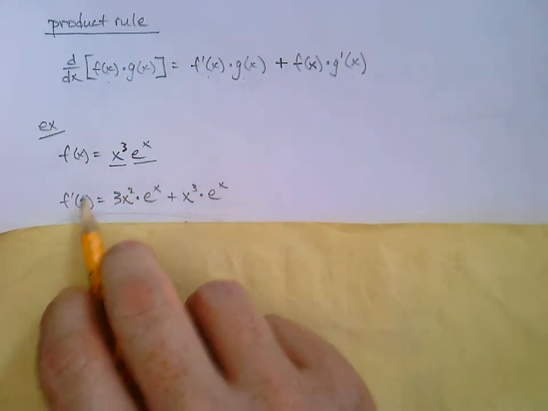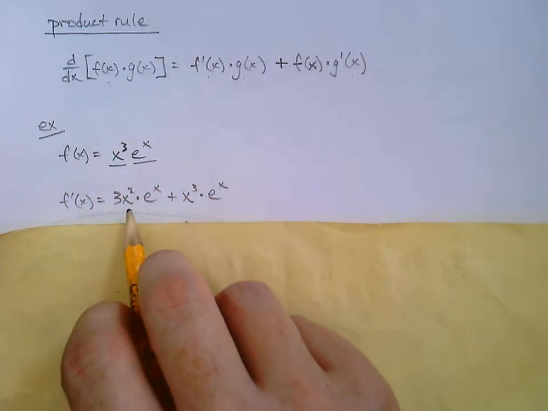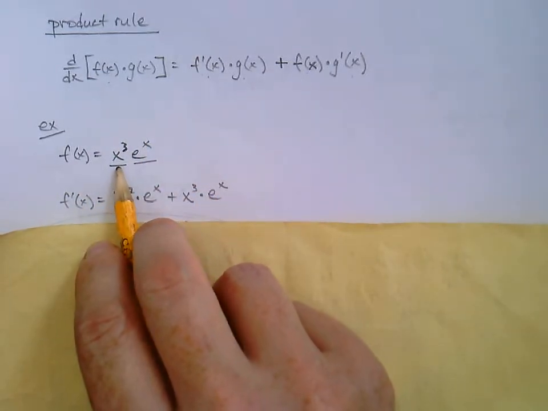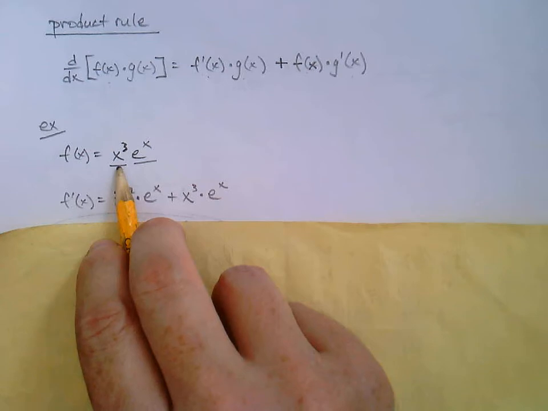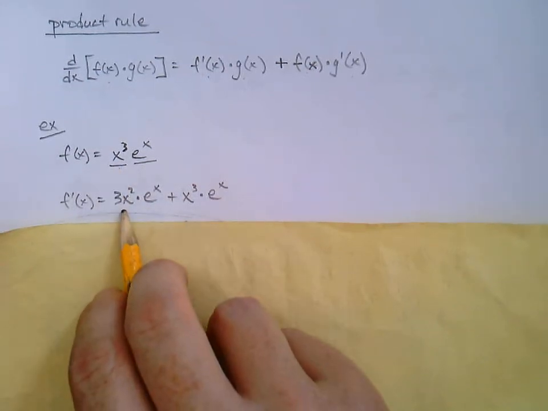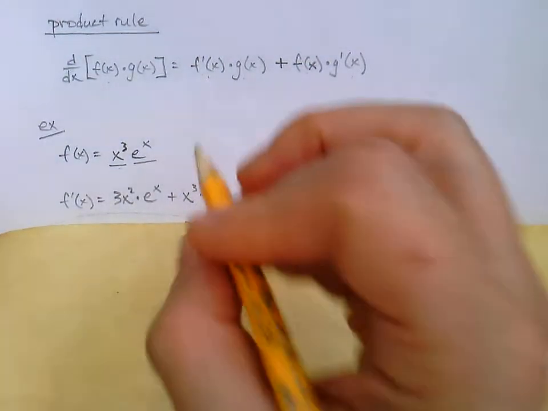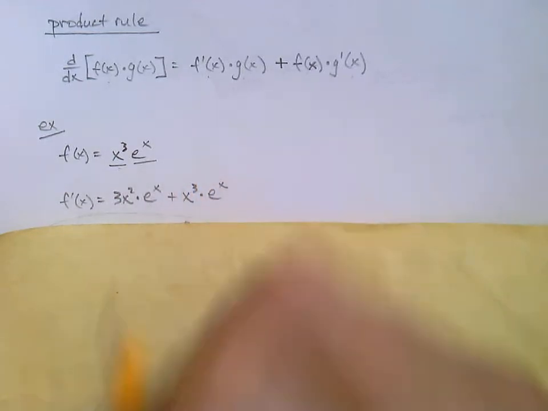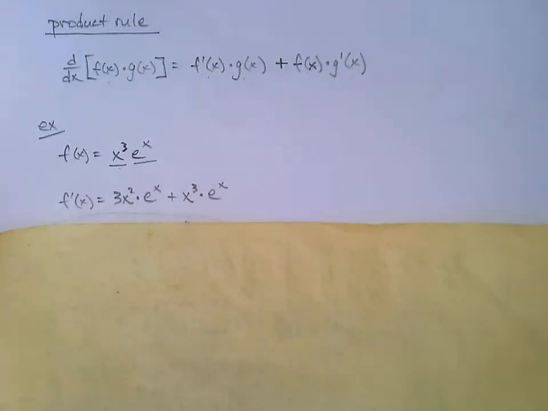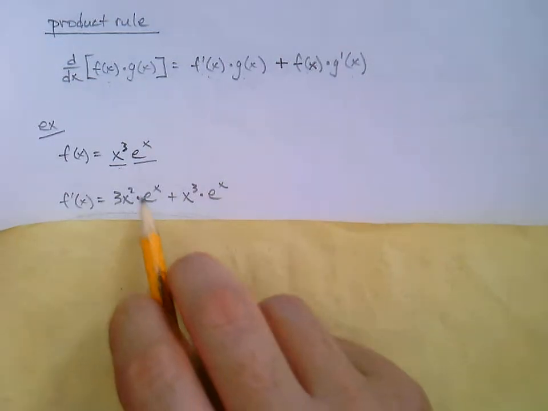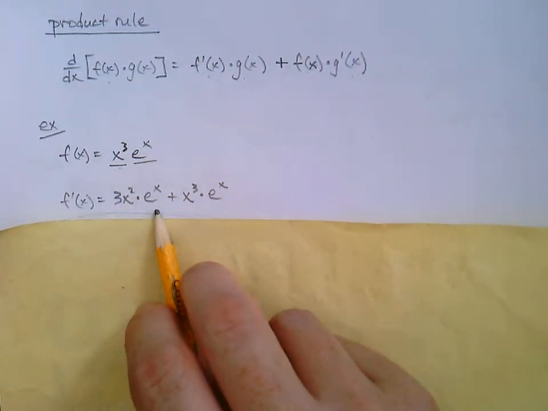So f prime of x, right, the derivative of the whole thing, equals, and we're going to say, okay, what's the derivative of the first? What's the derivative of x to the third? Well, we're very familiar with that. That's 3x squared. And we're going to multiply, and I like to use a dot here just to help me visually sort of distinguish what's going on. So we've got 3x squared times, and we just copy the e to the x. So all we're doing is saying, okay, it's this derivative, but then this one just gets copied.